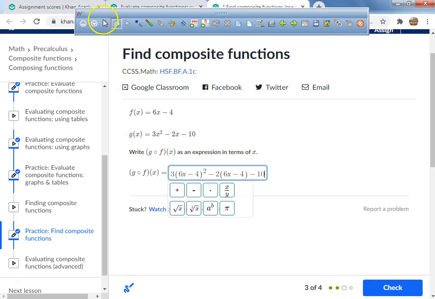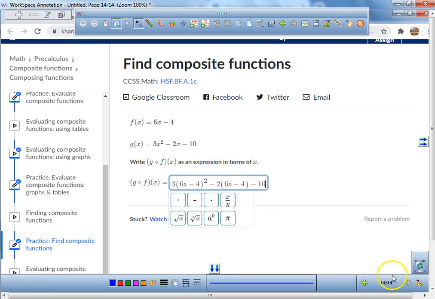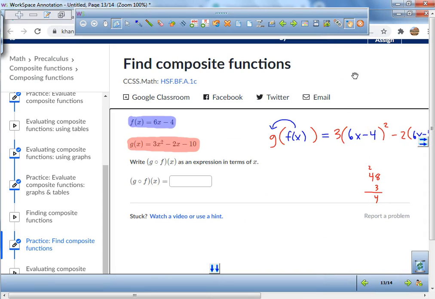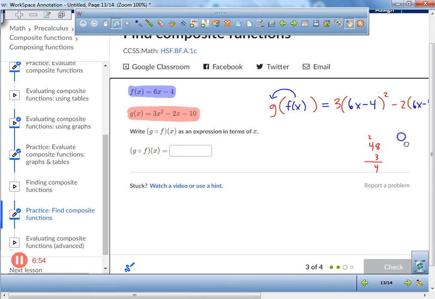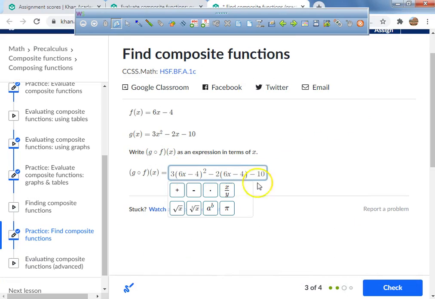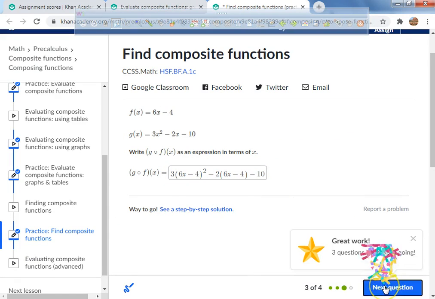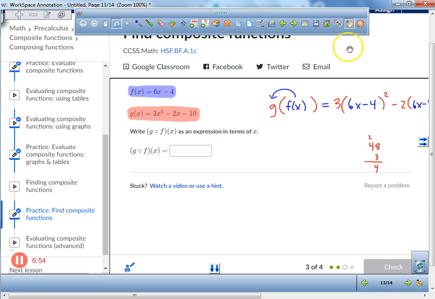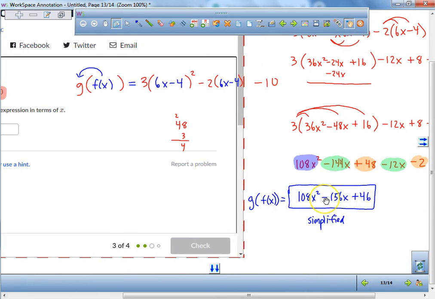Is this what we had before we did all the work? Is that what we wrote right here? It was, wasn't it? So let's see if it will actually accept it. Then we'll find out whether we can do that or not. Holy cow! I just saved you guys some time and energy because now, should you know how to simplify? That is the simplified expression.